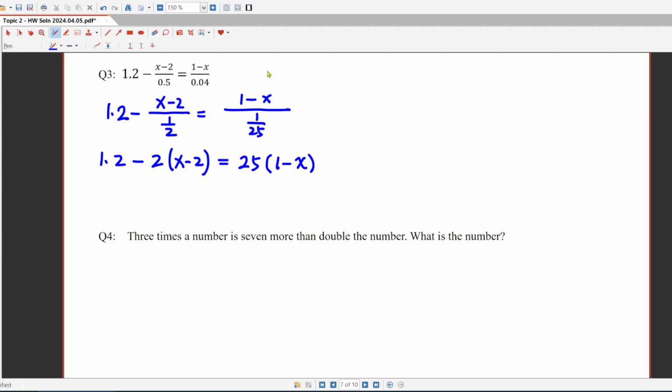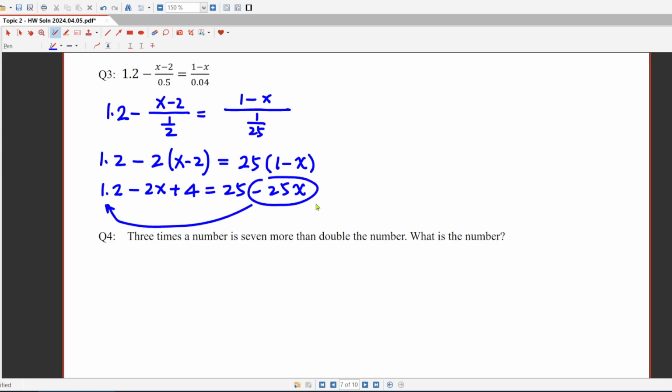And if you don't want to do this, you need to multiply both sides using, for example, 1 over 100. That'll also do, right? To both sides. Okay, then let's simplify this equation. This is equivalent to 1.2 minus 2x plus 4 equals 25 minus 25x. And then let's combine the like terms. We can move the negative 25 to the left side and anything else to the right side. This gives us 25x minus 2x equals 25 minus 1.2 minus 4, right?